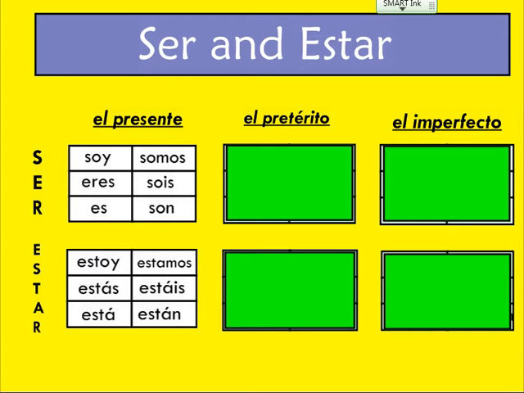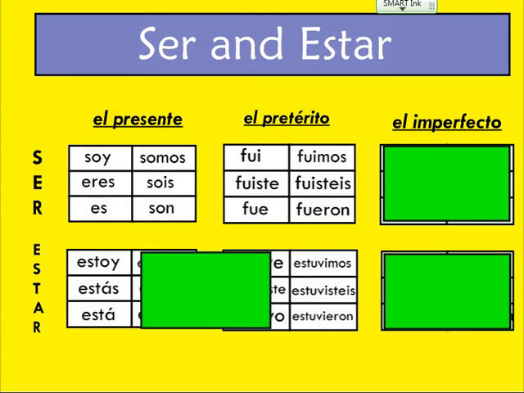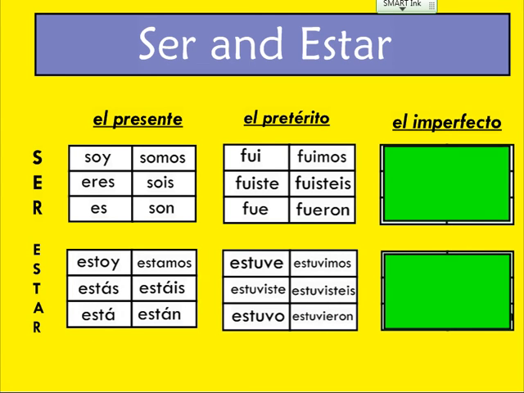Okay, let's see how you did. Here are the conjugations of ser in the preterite and the estar. Note that both of these are irregular verbs in the preterite tense. Ser is an ugly verb, un verbo feo. Estar is a U stem using irregular endings.